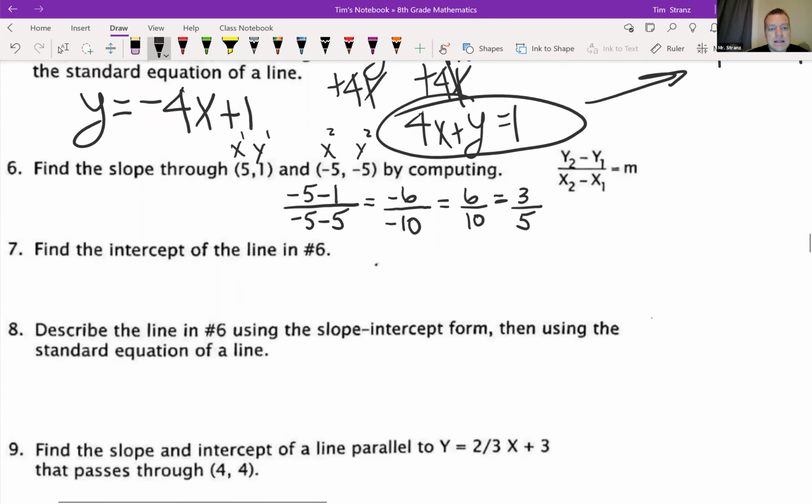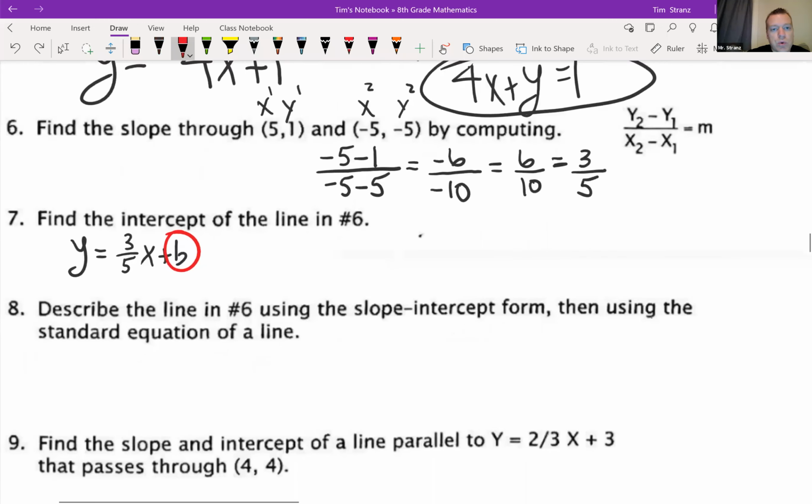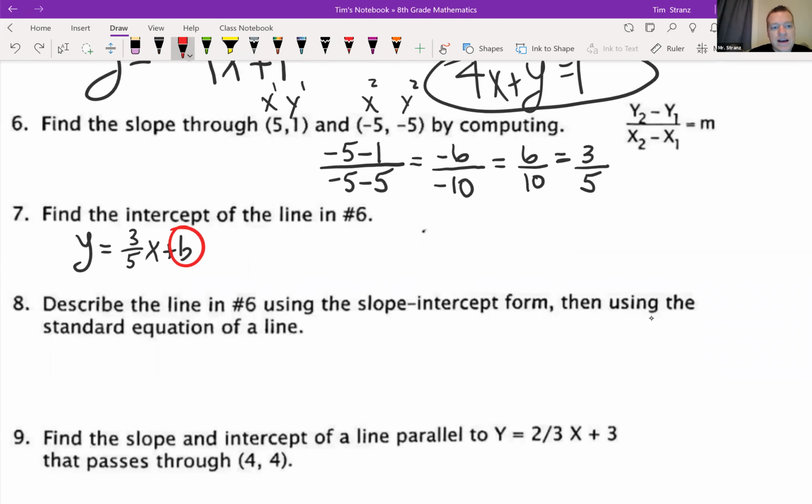Okay, we need to find the intercept now. So far we have y equals, we found the slope, which is 3/5, x plus b. We are trying to find out now what b is. In order to do that, we need to plug in one of these pairs of coordinates. So we could either use the (5, 1), or we could use the (-5, -5). I'm going to use (5, 1). So I'm going to plug my (5, 1) into this equation.